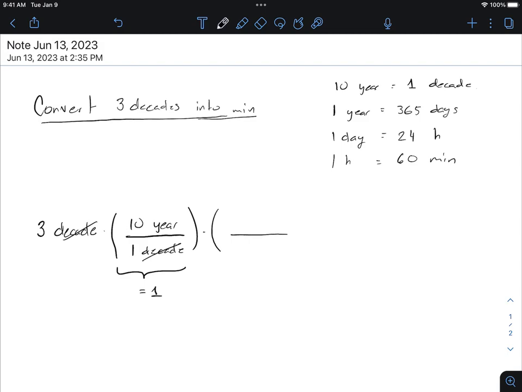So I know that there are 365 days in 1 year. And I know I want the years in the denominator because I want this years to cancel this years, which leaves me something in days. So now I want to get rid of the days.